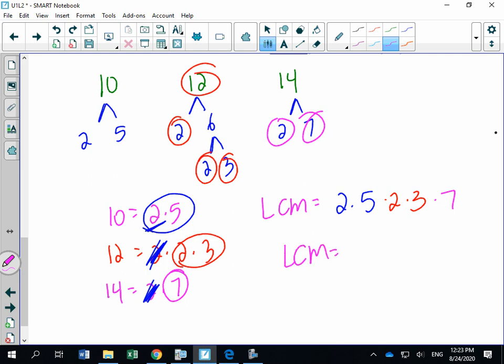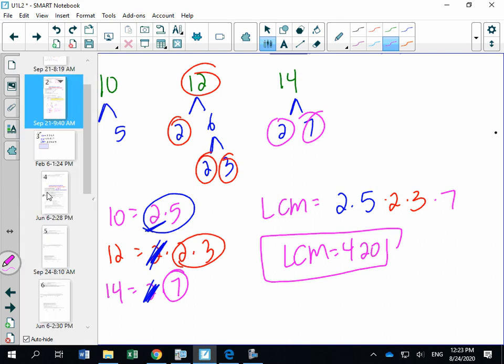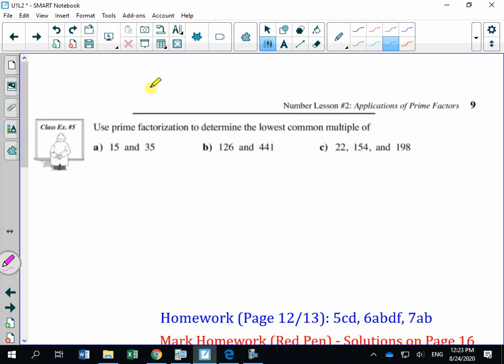And if you check on your calculator, you should get 420. So the lowest common multiple of 10, 12, and 14 is 420. Okay? Let's do class example 5, and then I'm actually going to give you another one to practice.